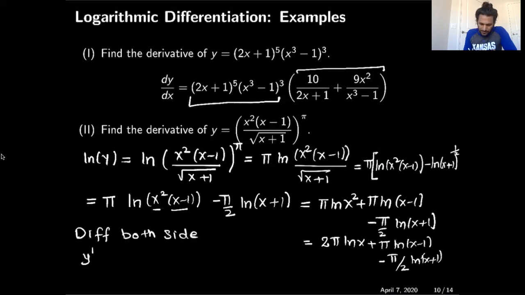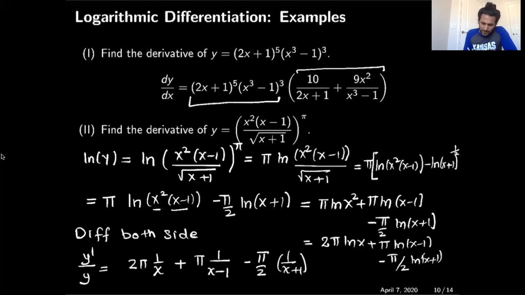This is y prime over y. The derivative of this is 2 times 1 over x. The derivative of natural log of x is this. And the derivative of this is 1 over x minus 1. And this is one half times the derivative, which is 1 over x plus 1.